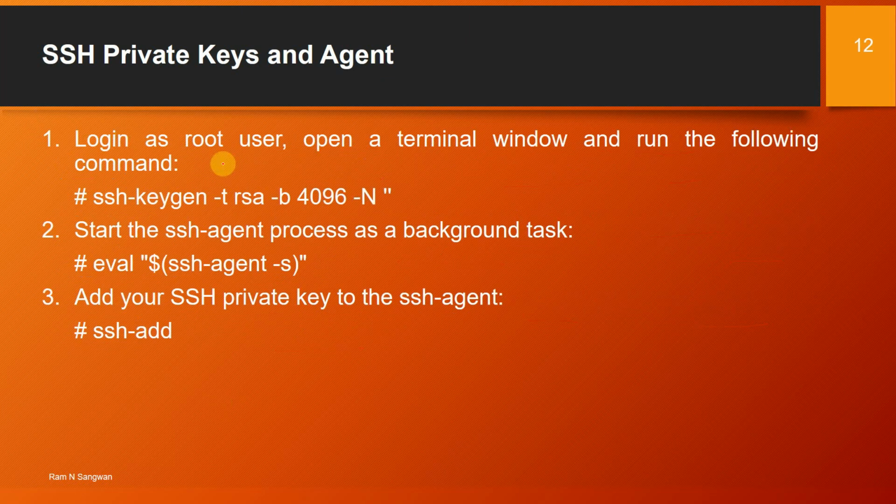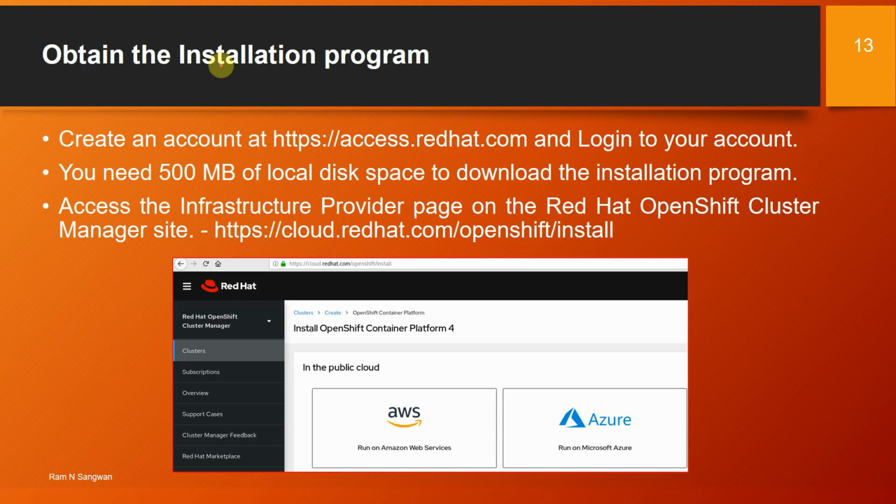So first step is to log in as root user to your virtual machine, like the one which I have in Oracle VM VirtualBox. Open a terminal window and run this command to generate the key pair: ssh-keygen, type is RSA, size is 4096, and no password. Start the SSH agent process as a background task. That's how you start it: eval ssh-agent -s. Add your SSH private key to the SSH agent using ssh-add. So this is creating SSH private keys and the agent.